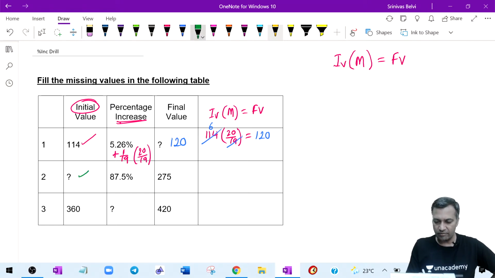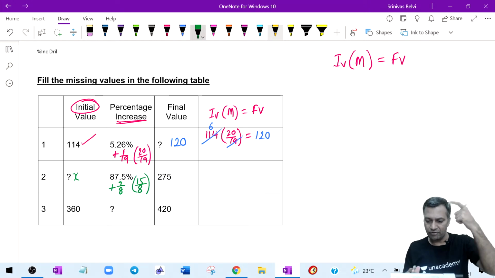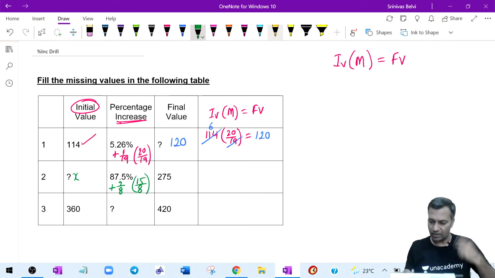Let's do another one. Now there is an initial value. What is the initial value? I don't know. Maybe X. So what is the increase here? The increase is 87.5%, which is nothing but 7 by 8. Therefore, what is the multiplier? The multiplier is 15 by 8. The denominator doesn't change, 8 plus 7 becomes 15. So, how do I write the proposition? X is the initial value; towards that side you write the multiplier, 15 by 8, which becomes the final value called 275.